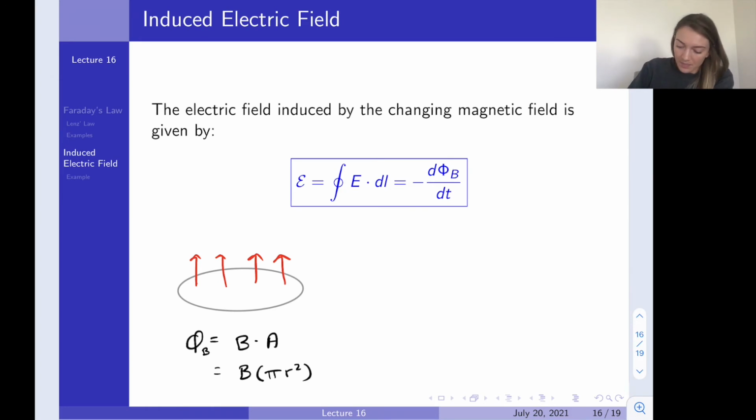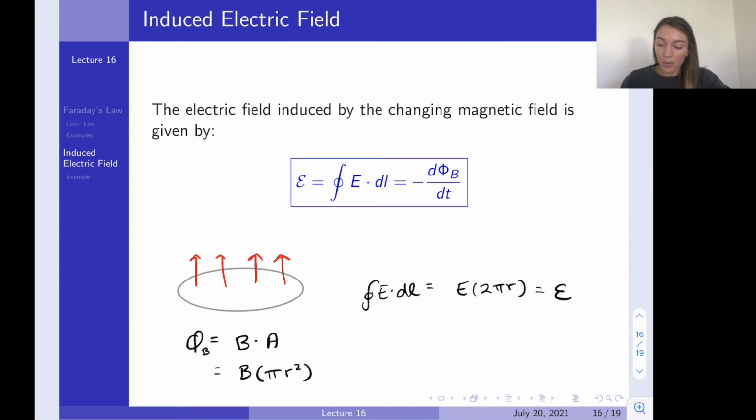Now our E dot dl is just going to be the electric field integrated over this path, which is 2 pi r, because it's just the circumference of our loop here. And the electric field inside it, it's a steady current that's induced inside, so our electric field is constant inside this loop. So this is equal to our EMF.